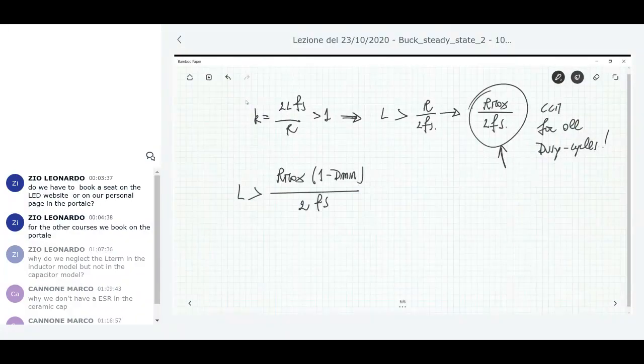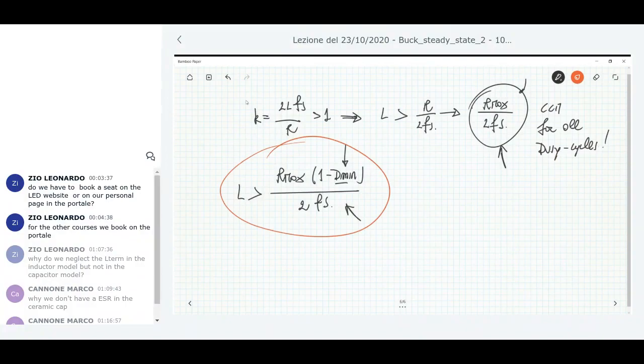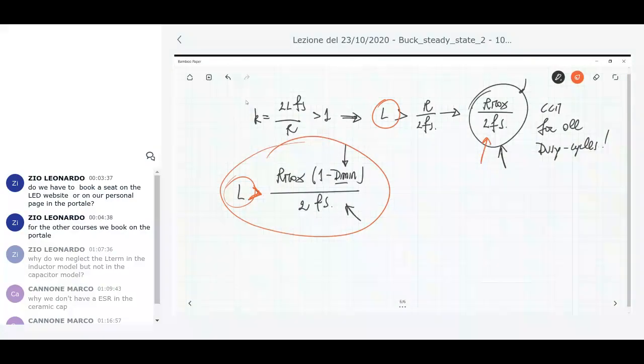Okay, so this is the expression of L that you have to choose when you know the duty cycle minimum. This is when you don't know it. Of course, when you use the second expression, when you have the duty cycle, the inductance that you can choose is lower than the inductance you can choose here. The inductance here is higher than the inductance you can design here. So this kind of solution brings you to choose a higher inductance.